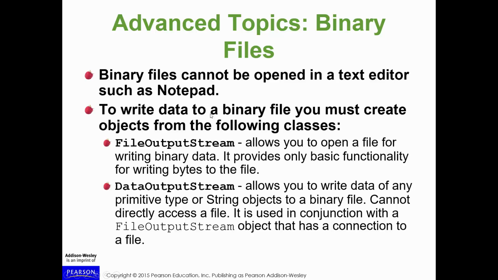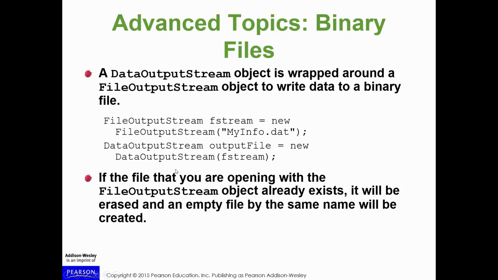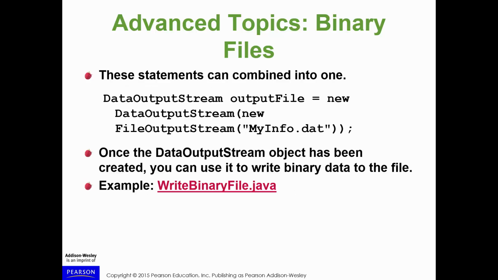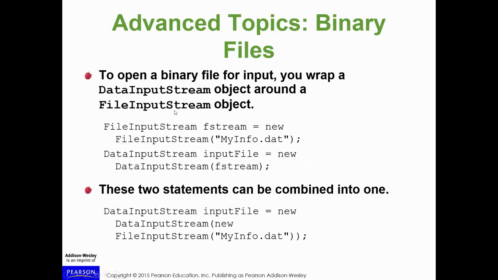To write data to a binary file, you have to use the Java FileOutputStream and DataOutputStream. And you do something that looks like this. As mentioned, a data output stream is wrapped around a file output stream. Looks kind of ugly. To write data to a binary file, we'll hopefully have time to look at an example of something like this. You can combine them together. Again, it looks ugly, but it does the job.